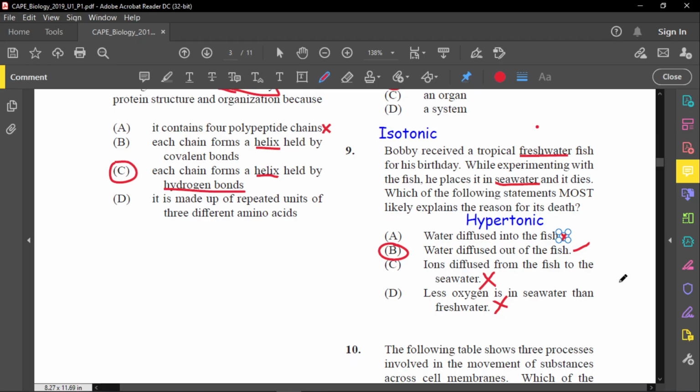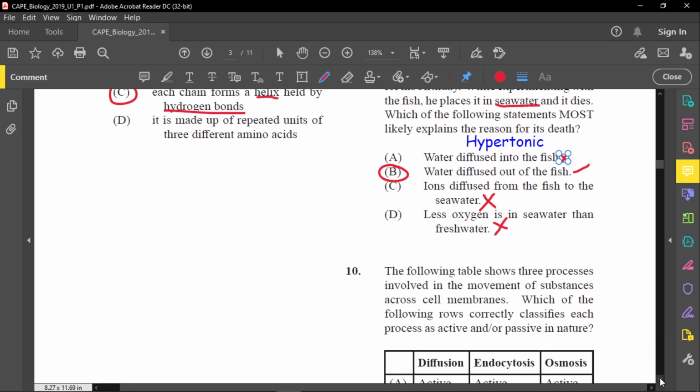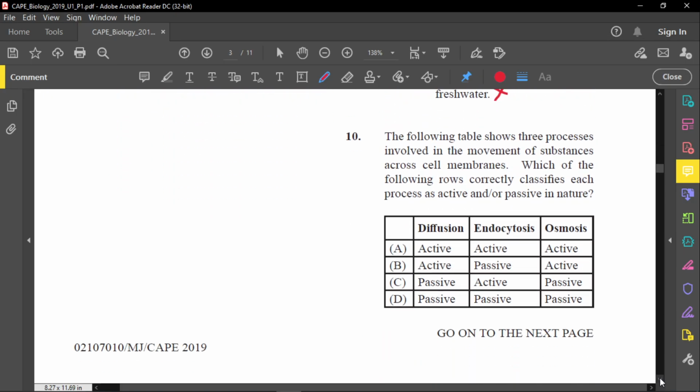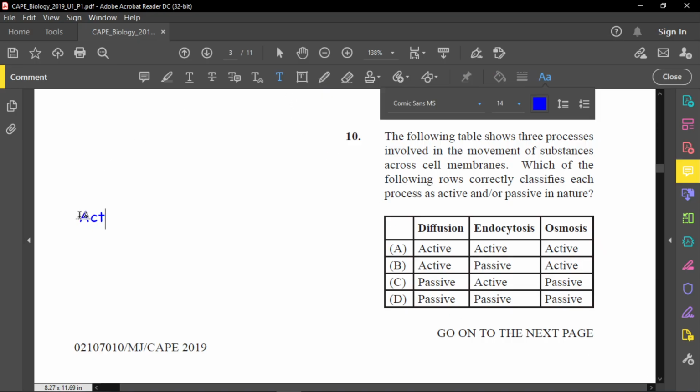All right. So now let's go to question number 10. For question number 10, it said the following table shows 3 processes involved in the movement of substances across cell membranes. It said which of the following rows correctly classifies each process as active or passive in nature. So which is active, which is passive. Before we go any further, let's quickly make a point right here. When talking about active transport, you're talking about the transport that uses energy or requires energy. So let's say needs energy, okay?